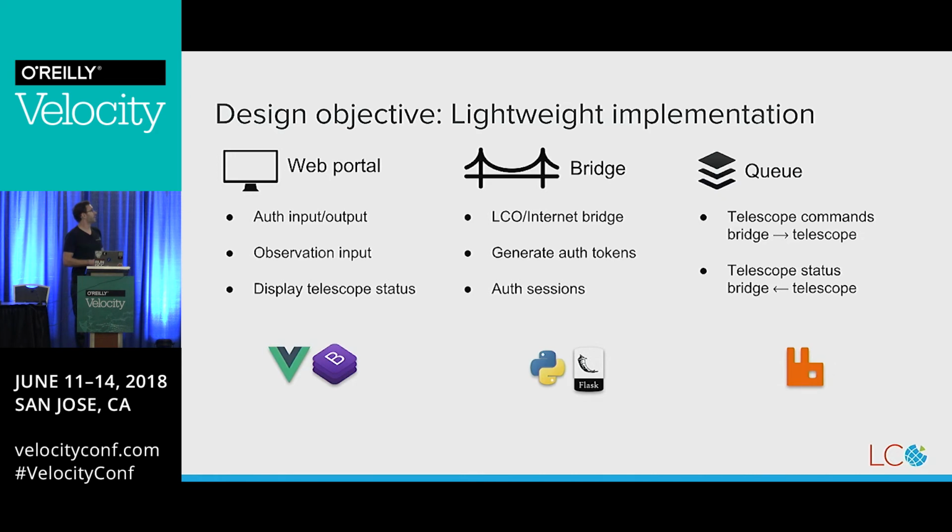And the last thing in our implementation that we needed was a queue. This is to communicate from the bridge to the telescope at an observation site. So the telescope commands go from the bridge to the telescope. Then they wait on the queue, the telescope commands are executed, and then the telescope sends back the status of those commands to the bridge and then over through to the portal. We chose RabbitMQ to implement that simply because it's fast and easy. It's exactly what we need.